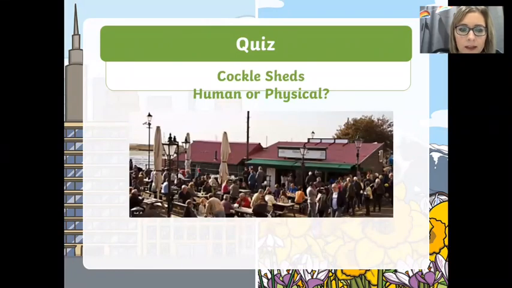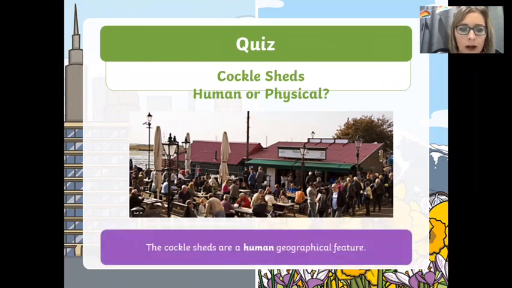Do you recognise this picture? This picture's down at Old Leigh at the Cockle Sheds. Would they be a human or physical feature? That's right, they would be a human geographical feature.